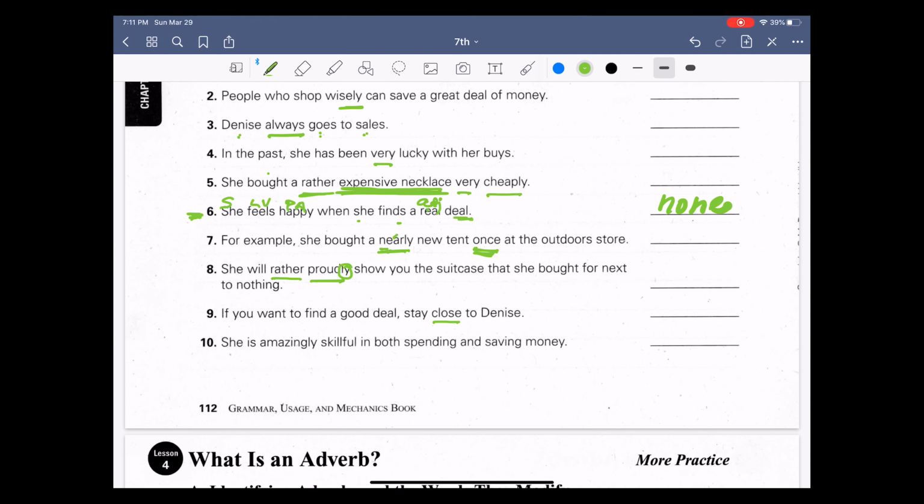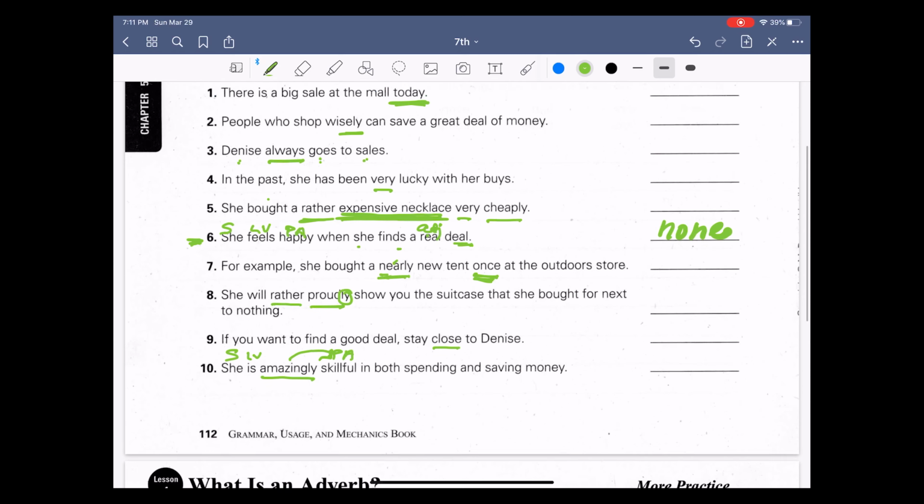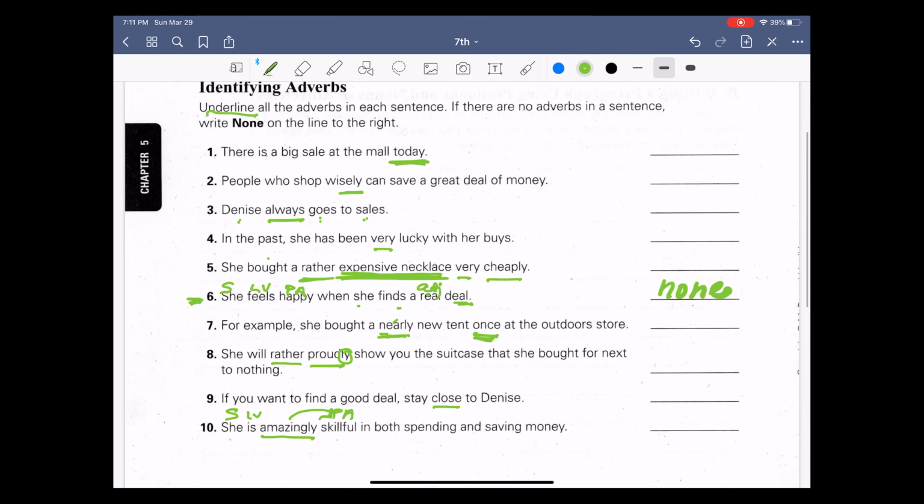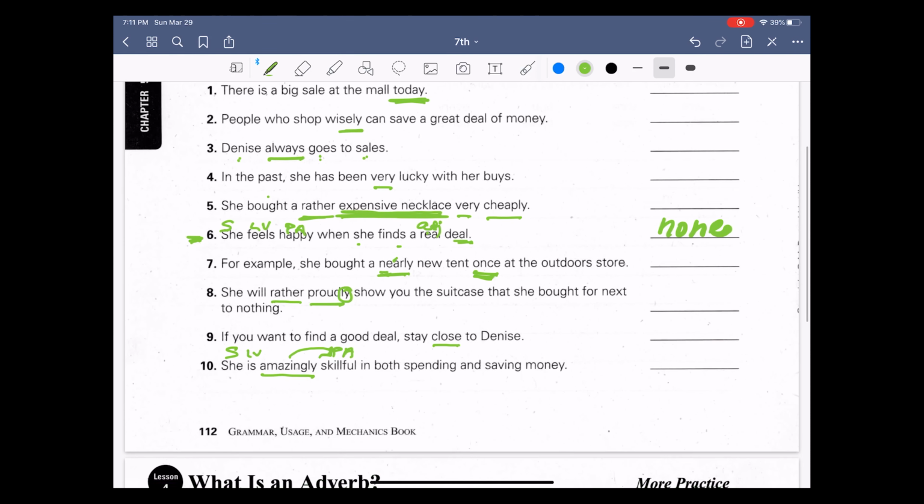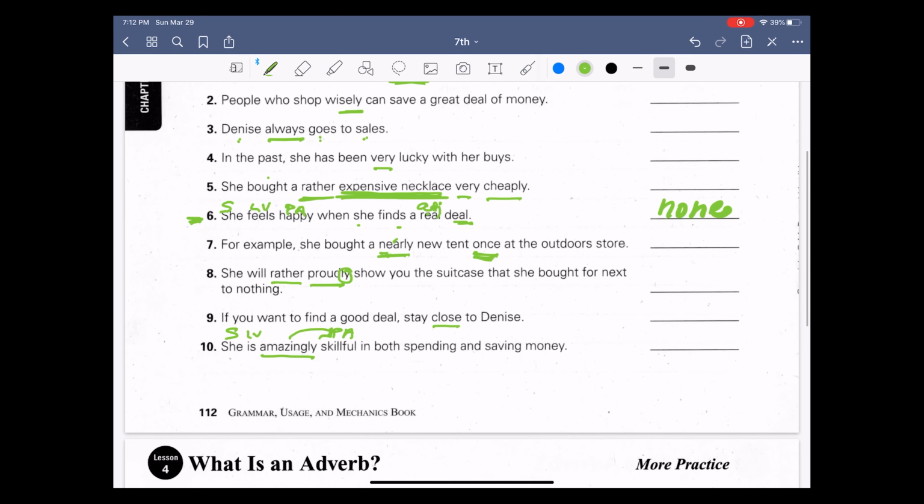Number 10, she is amazingly skillful. Here we have subject, she, linking verb, is, and skillful, that's your predicate adjective. Amazingly is an adverb telling us about skillful in both spending and saving money. Those are the answers for the only section on page 112. All right, now let's move on to page 113.